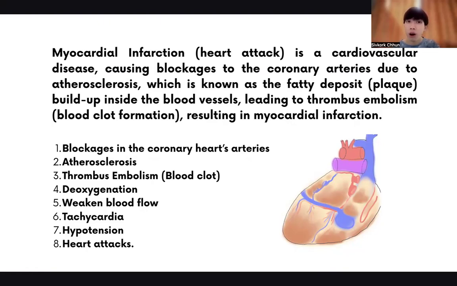So heart attack can cause hypertension, and it deoxygenates the heart muscles, slows down the blood flow, and increases heartbeat. People will show it as tachycardia, like fast heart rate, and blockage in the coronary arteries. As shown in the image here, I put it in sequence order. The coronary arteries get blocked by fatty deposits or plaque known as atherosclerosis, and then it leads to blood clot formation.